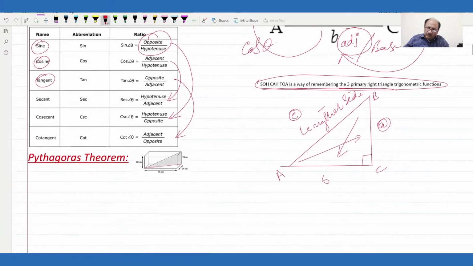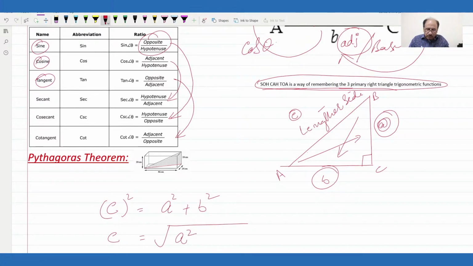So if we have to write the Pythagoras theorem, or some books write Pythagorean theorem, we can take c square, which is hypotenuse square, is always equal to a square plus b square, the sum of squares of the two other sides. And if we write this in under root format, if we take root on both sides, this will be c is equal to root of a square plus b square, and this is known as the Pythagoras theorem or Pythagorean theorem.